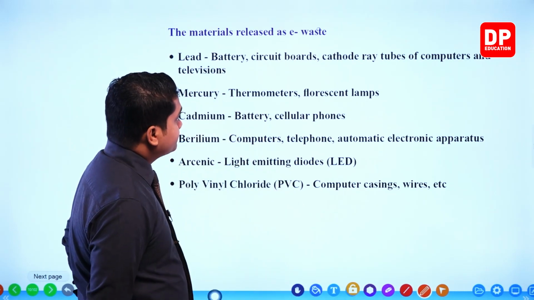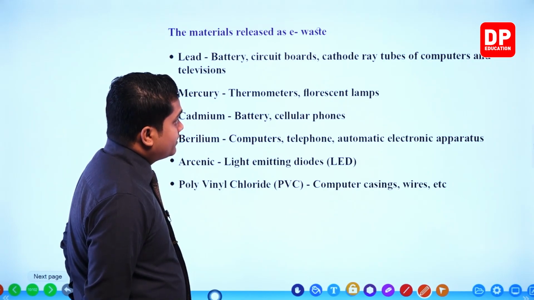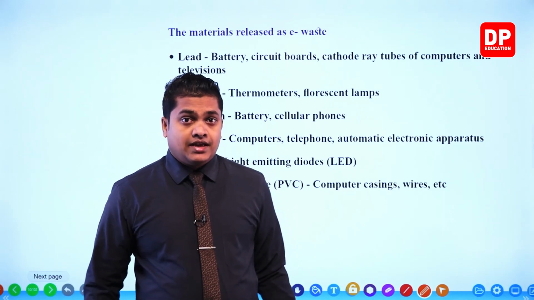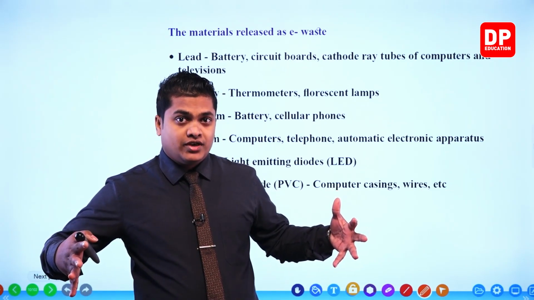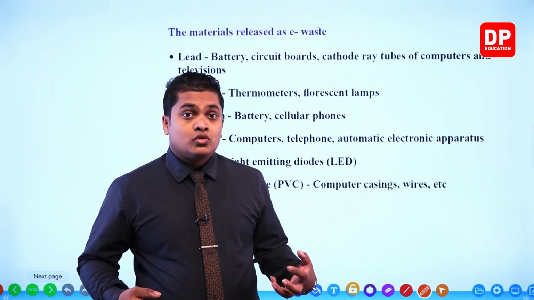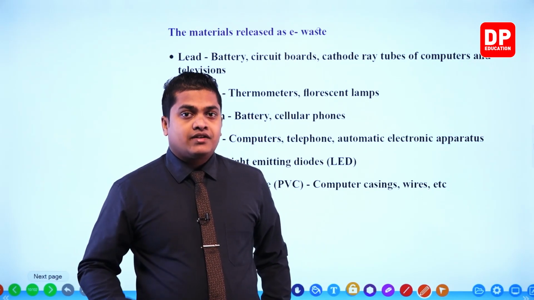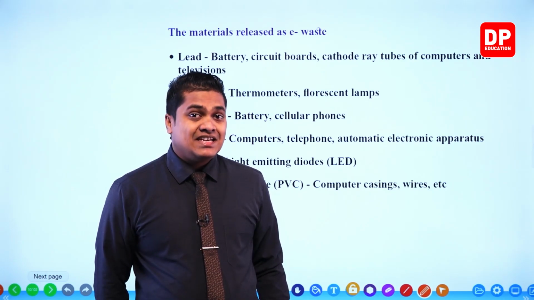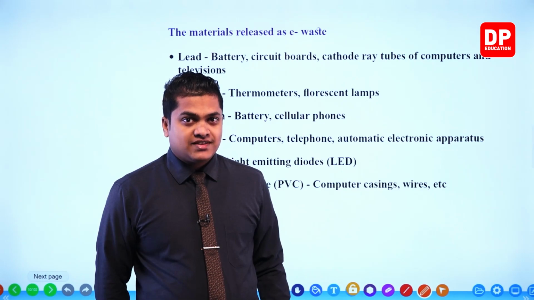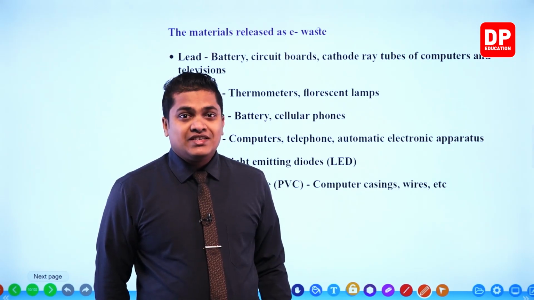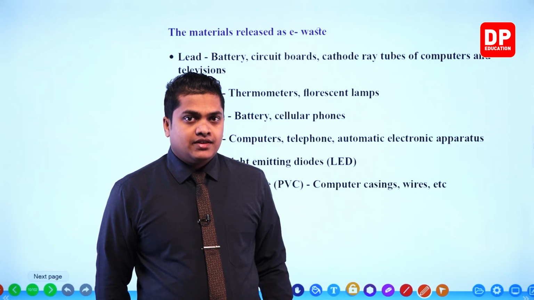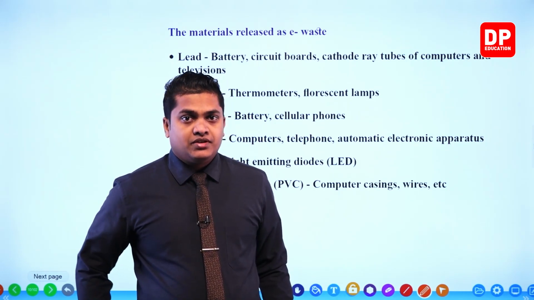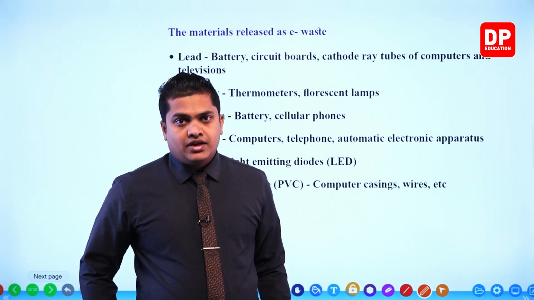Then the next one, cathode ray tubes of computers and televisions. Can you remember earlier television screens, which had a very huge back, and the mass was also very high? Those screens are referred to as cathode ray tubes, CRT televisions and CRT monitors. These CRT monitors and screens contain lead. So, when these screens are released to the environment, lead is being added to the environment.